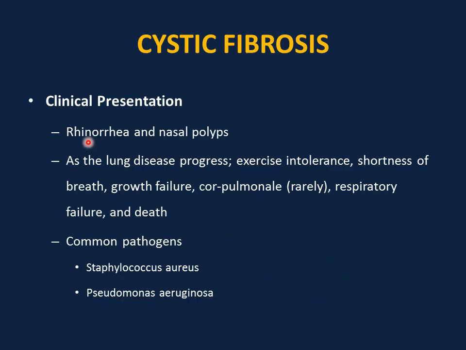Can present also with rhinorrhea, nasal polyps. Nasal polyps are a red flag for cystic fibrosis. Also, as the lung disease progresses, you will see the child will have exercise intolerance, shortness of breath, growth failure, may be associated with cor pulmonale, which is rare, respiratory failure, and death. Common pathogens are Staph aureus and Pseudomonas aeruginosa.